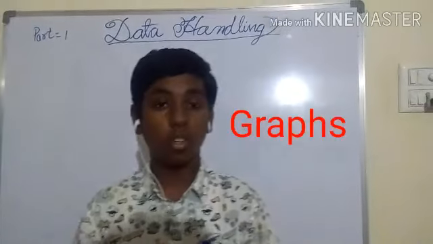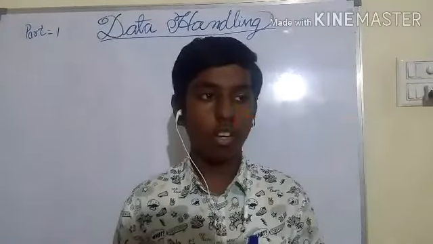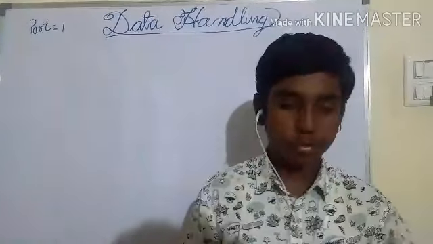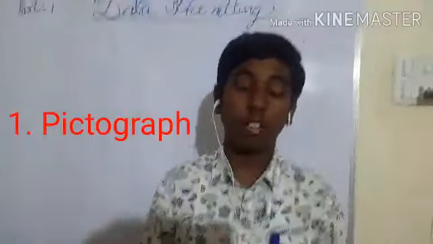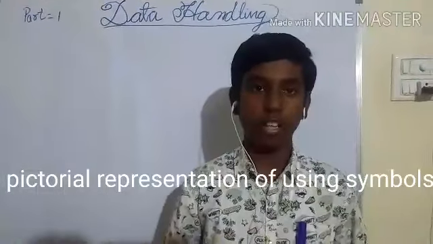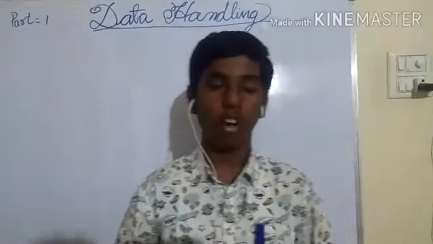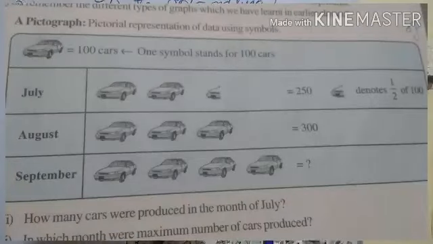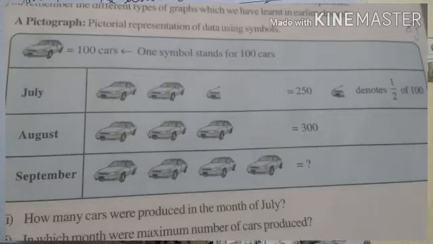Now we'll go to graphs. In graphs, the first is the pictograph. I'll tell you the definition: pictorial representation of data using symbols. I'll show you how. Let's take a picture of a pictograph. So you can see that it is a pictograph now.